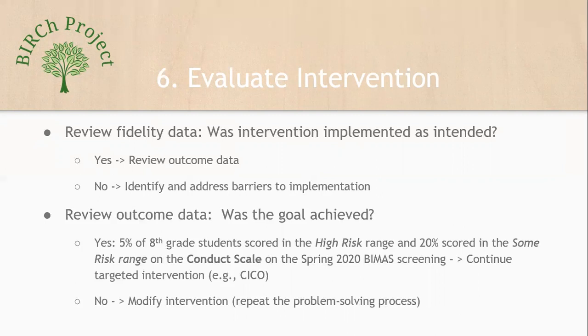If the outcome data indicate that the goal was not achieved, then we repeat this problem-solving process. We need to modify the intervention in some way. It's possible that we need to set a more realistic and less ambitious goal. It's also possible that we need to change the way that we provide intervention to help us achieve the goal that we set for ourselves. So we repeat the problem-solving process. The idea is that it's cyclical, that we revisit these interventions and we repeat the process using the data that we've collected in an ongoing way.